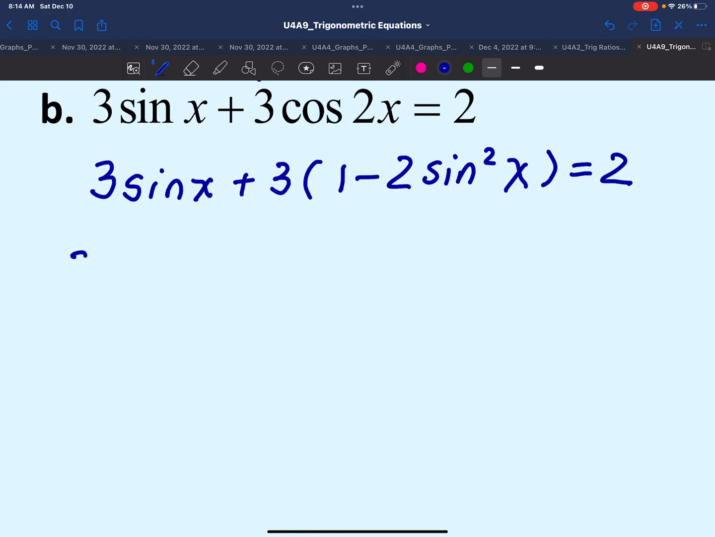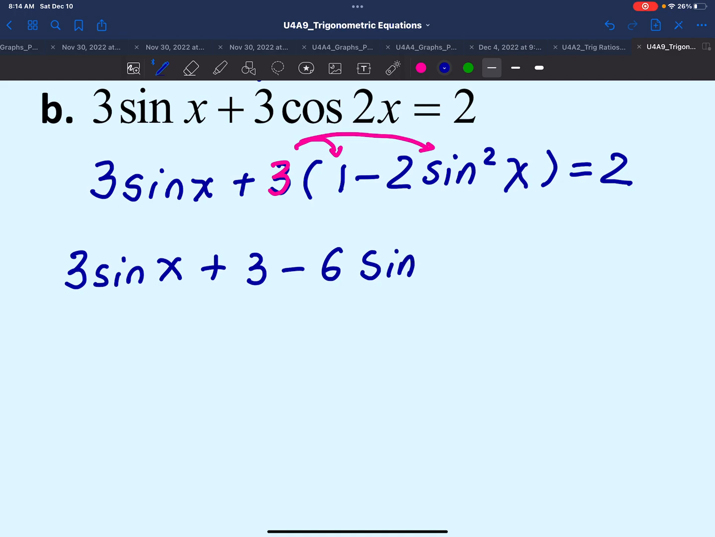Expand and simplify. 3 sine x and then plus, remember that this number 3 here will have to multiply every term inside the brackets. So we have plus 3 minus 6 sine squared x. And since we know that we end up with a quadratic equation or a polynomial equation, we're going to bring the number 2 to the left side. So minus 2 equals 0.